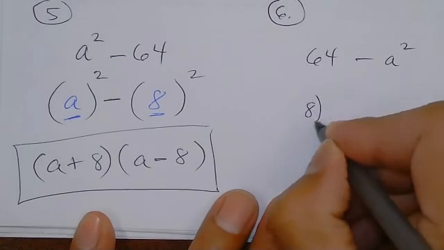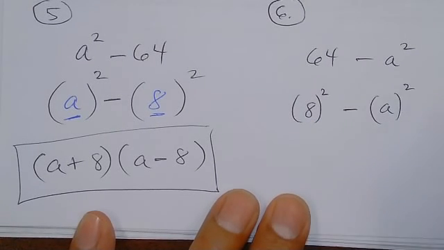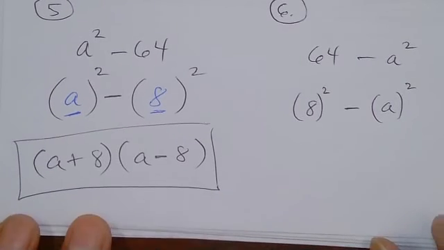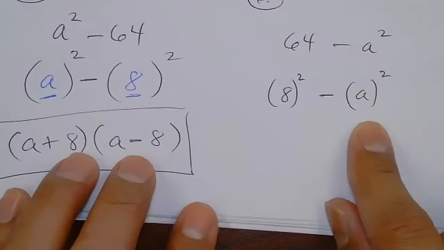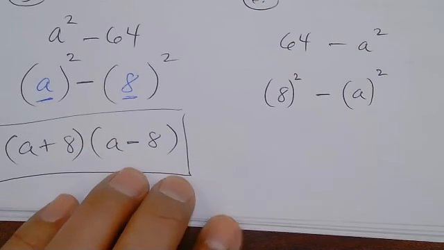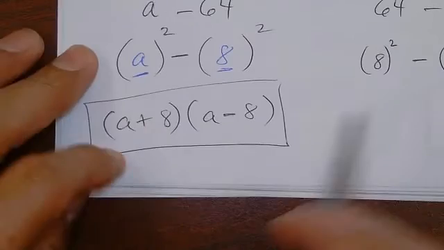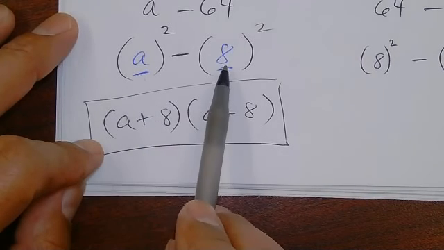But why is this one different? Christopher, why is this one different? Put the 8 where the A is and the A is. So this one, the 8 is in the front and the A is in the back. You guys see it? So should I write it exactly like this? No. How should this one be written?